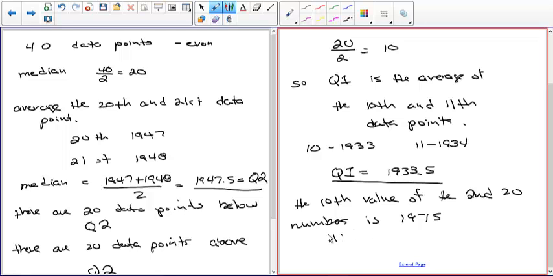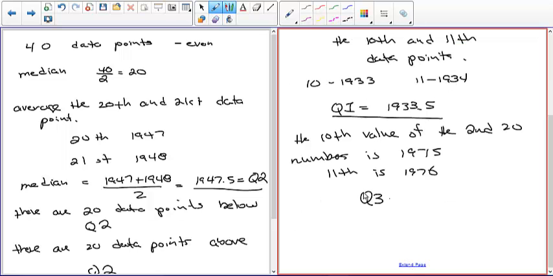The 11th is 1976, and therefore Q3 is going to be equal to 1975.5. So that's the third quartile. So we've got the first quartile, the second quartile, and Q3, so we've got all the quartiles now.